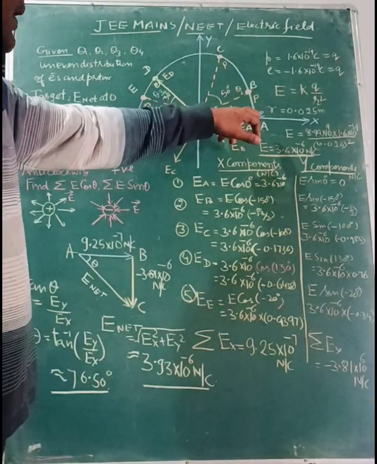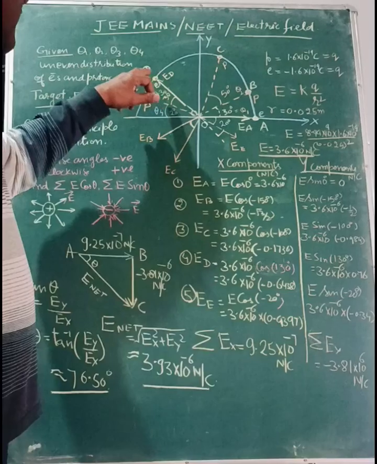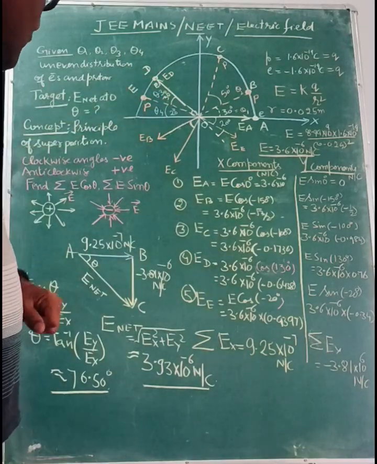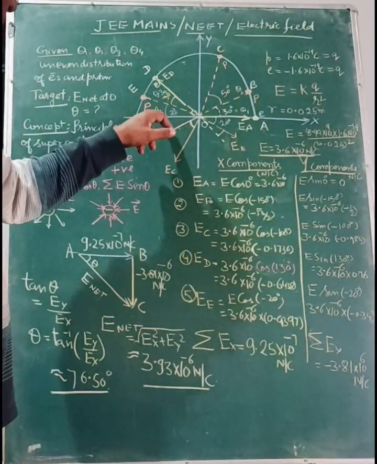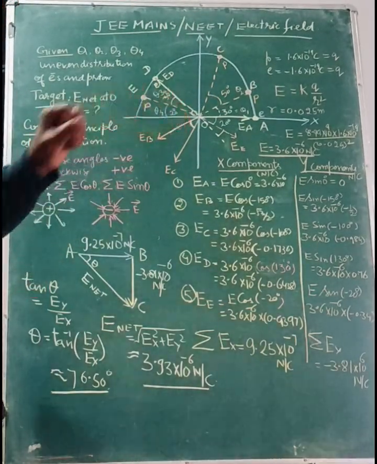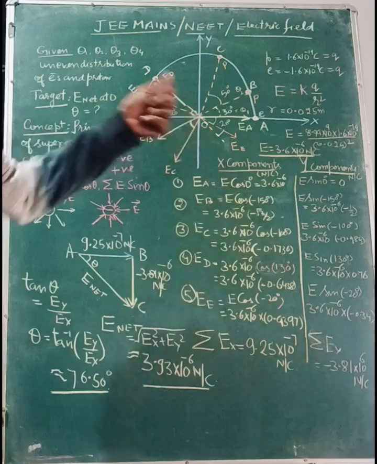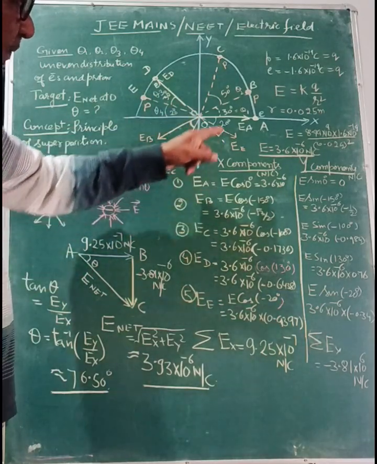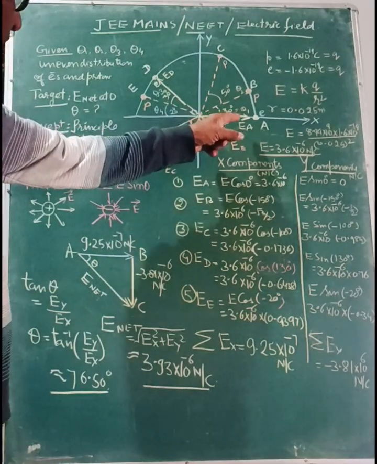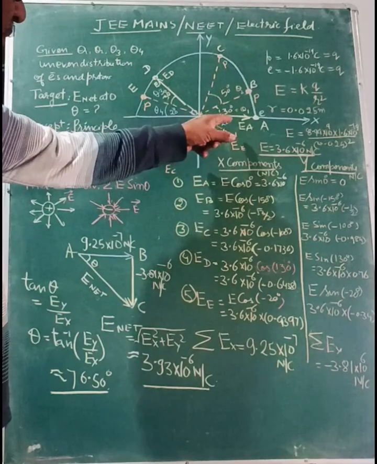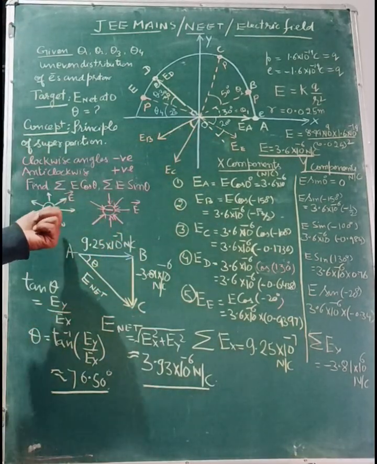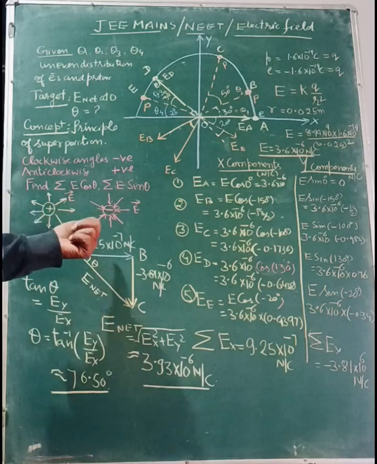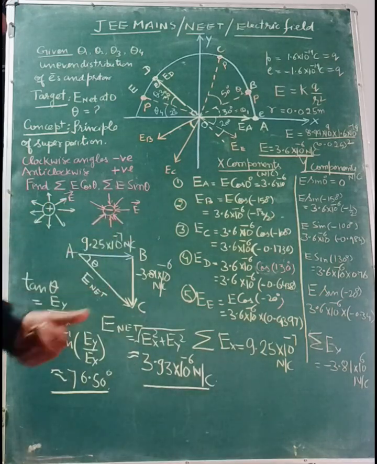Due to all these, this is electron, proton, proton, and this is electron. So the angles are given: theta 1, theta 2, theta 3, theta 4. The basic concept involved is the principle of superposition. And the second point is that we have to take the angles negative which we are measuring in the clockwise direction. And the direction of the electric field is away from the positive charge and towards the negative charge.